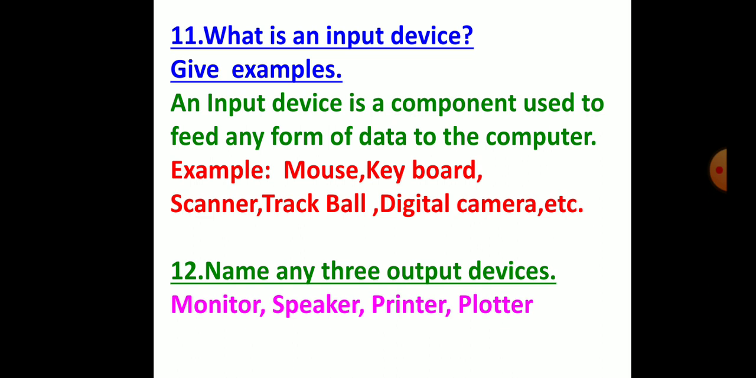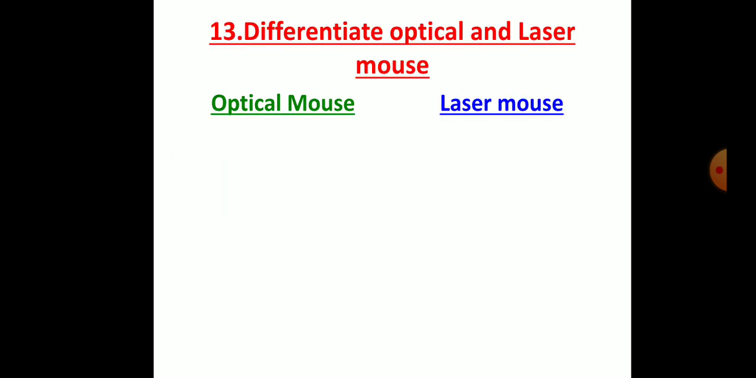What is an input device? Give examples. An input device is a component used to feed any form of data to the computer. Example: mouse, keyboard, scanner, trackball, digital camera, etc. Name any three output devices: monitor, speaker, printer, and plotter.